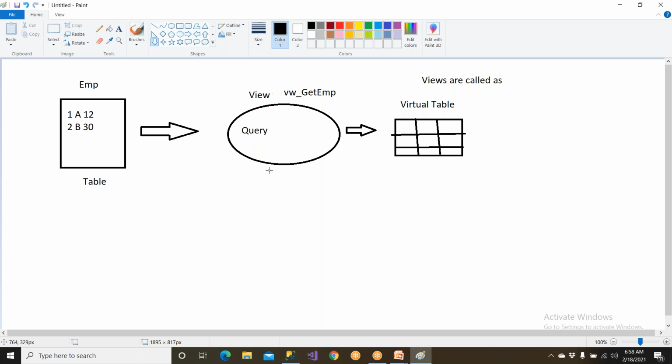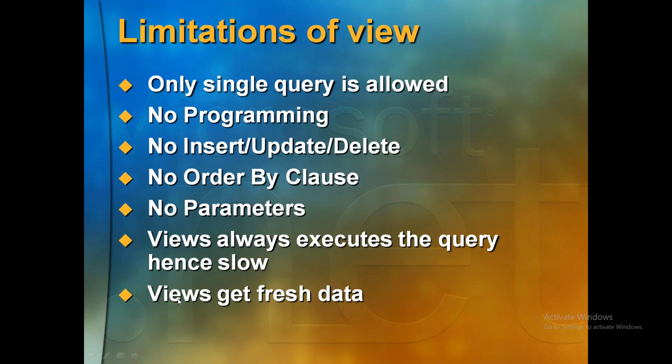How many queries can we write inside a view? Only a single query is allowed. You cannot write two queries inside the view. That is the limitation of the view. Am I clear? So the next problem is that views always get the fresh data.